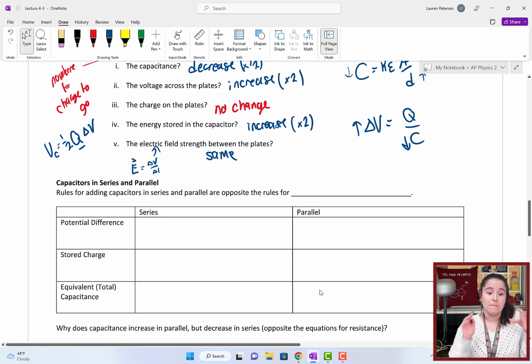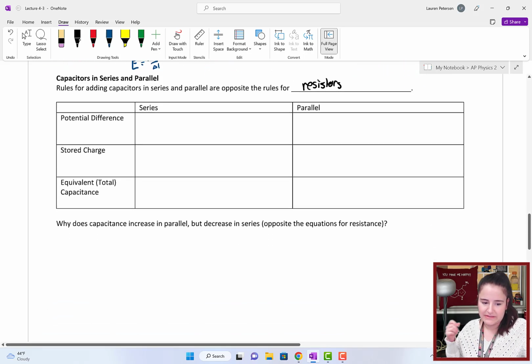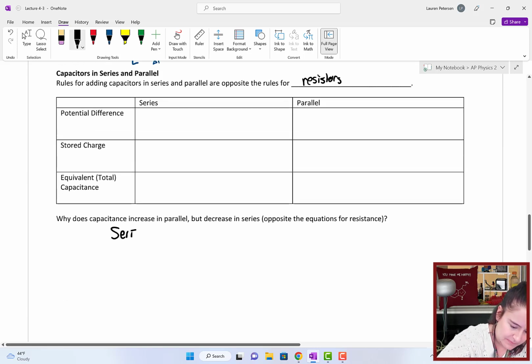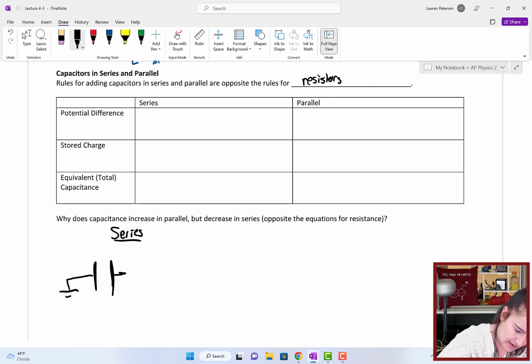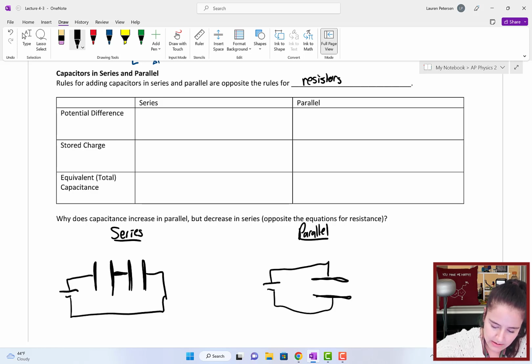Okay, cool. Last thing, let's talk about capacitors in series and parallel. Now, in terms of the math of it, the rules for adding them are the opposite of those for resistors. Let's go ahead and draw these circuits so you can visualize it. First let's draw the series. We have our battery, and then a capacitor here and a capacitor there. In the parallel, we'll have the battery and a capacitor here and a capacitor here.